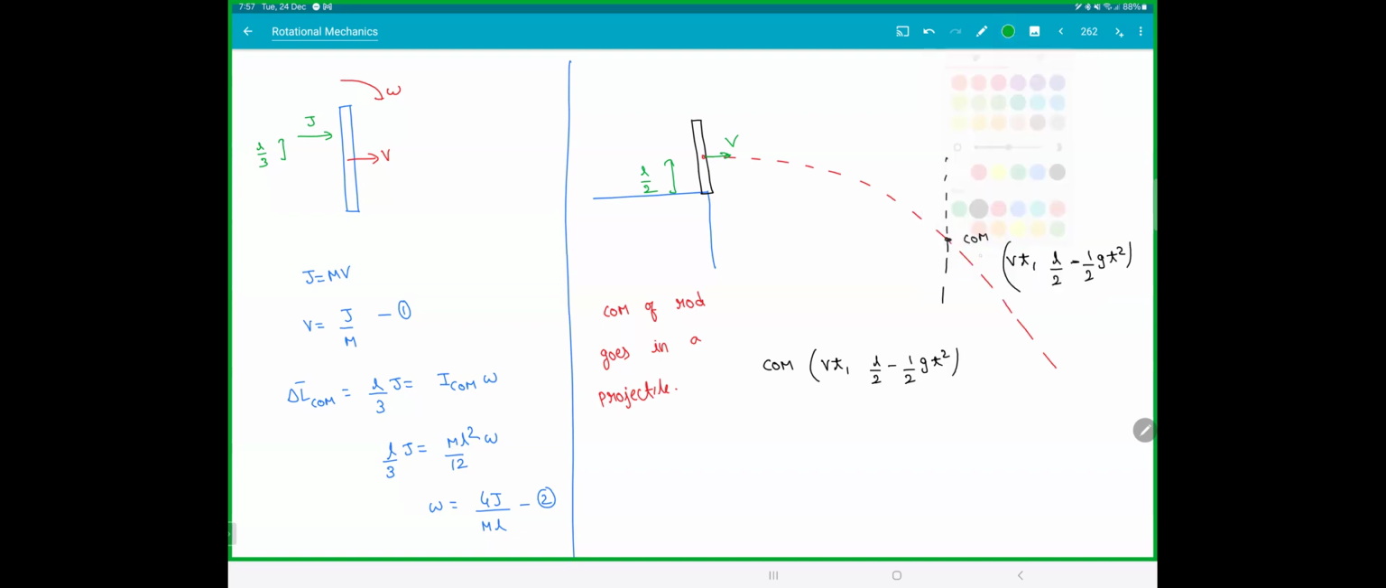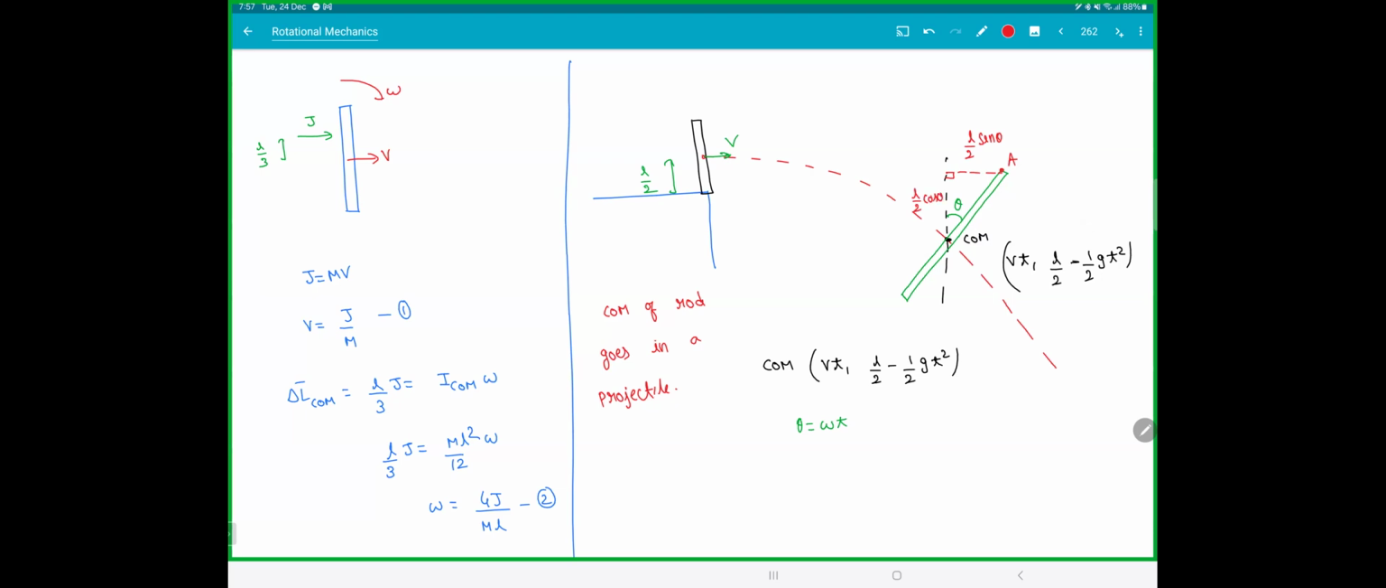And what happened to your rod? Your rod has become like this at an angle. I'm exaggerating the figure, like an angle theta. What is theta? Theta is omega into time. This is your point A. Now you can ask, how do you know theta is like that? Theta will take care of it, even if it is an obtuse angle. This would be the distance: L by 2 sine theta and L by 2 cos theta.